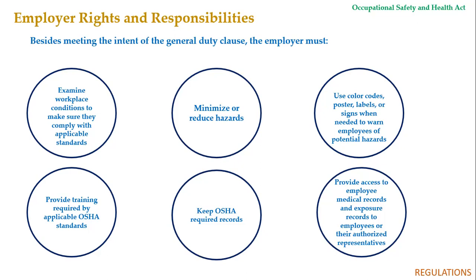So to summarize this, the employer should first evaluate his workplace for the applicable standard. Then he should minimize and reduce the risk. Then he should warn the employees of the potential hazard by use of color codes, poster labels, and then provide training as applicable by OSHA standard. And he has to keep all the OSHA required records, and he has to keep the medical records and access to the records to its employees or their representatives.